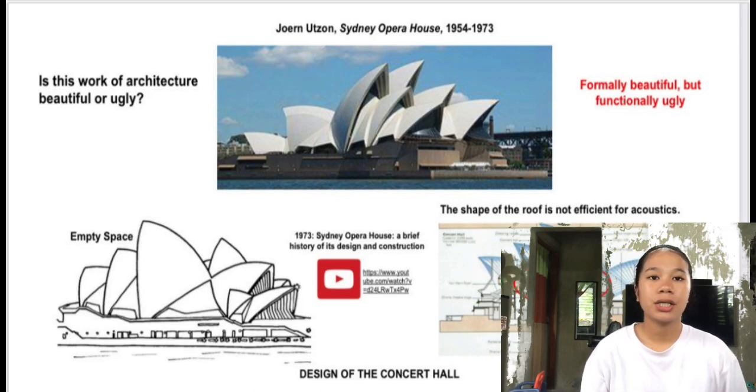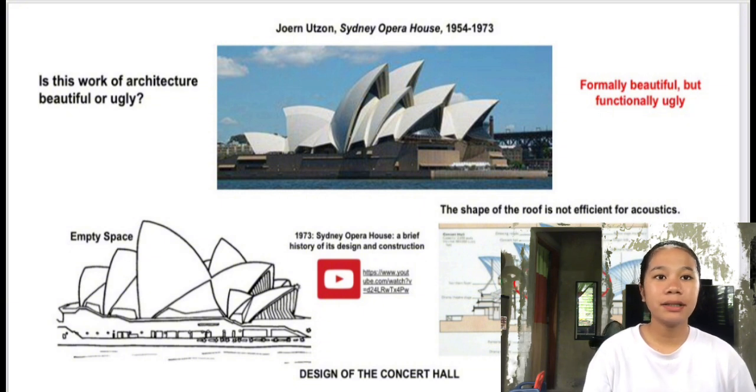The iconic image showcases its distinctive sail-like roof and its prominent location on the harbor. This visual prominence emphasizes the building's architectural significance. Formally beautiful but functionally ugly. Why? As you can see, the curved shape of the roof can lead to sound reflections and distortions, making it difficult to achieve optimal sound quality within the concert hall. The irregular angles and surfaces can cause sound waves to bounce around, resulting in echoes and a poorer listening experience for the guests.